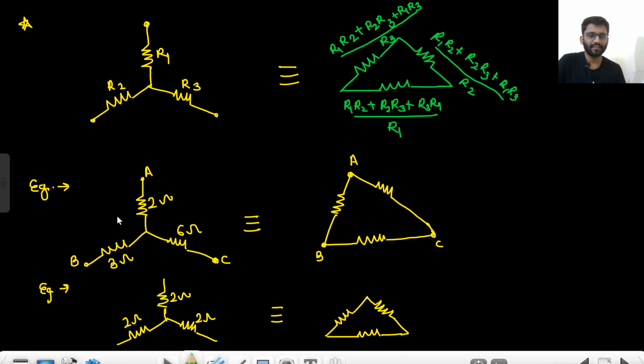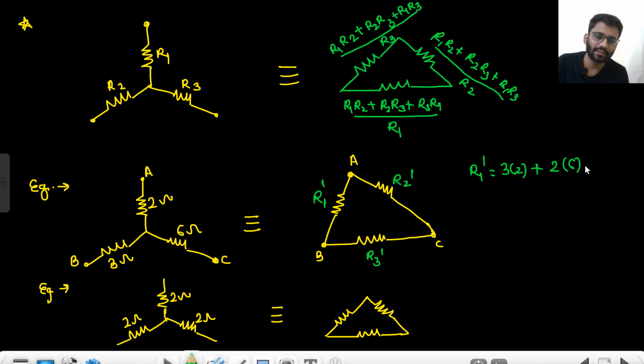Now, just applying it in the circuit. So you tell me, what will be this value? Like I am calling this one R1 dash, this one R2 dash, and this one R3 dash. Now tell me, what is the value of R1 dash? That will be 3 into 2 plus 2 into 6 plus 3 into 6, right? 2 into 3, 2 into 6, 3 into 6. Divided by what? This is the branch between AB. So the opposite one, divided by 6. That is 6 plus 12 plus 18, 36 by 6, 6 ohm. So R1 dash is 6 ohm.